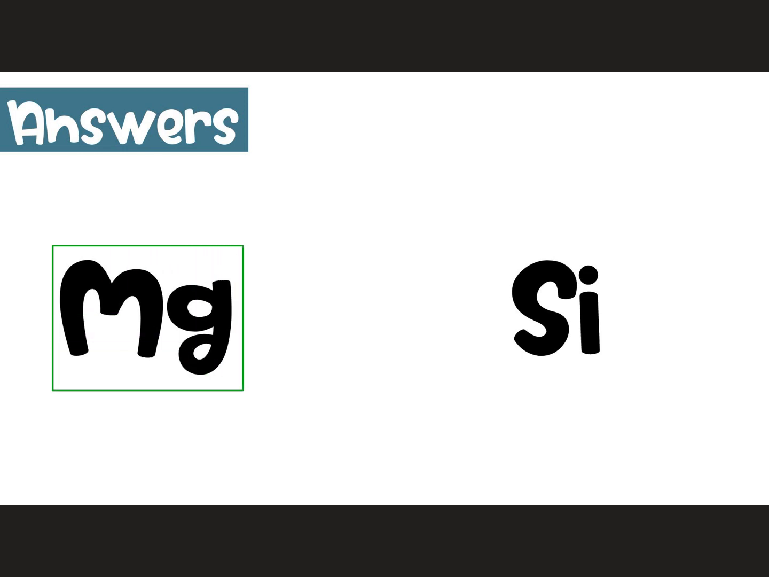Now, magnesium is in the second group of the periodic table, therefore it will have two valence electrons. Let's add them starting at the top, one on each side. Don't forget to remove the box, and now we are done.